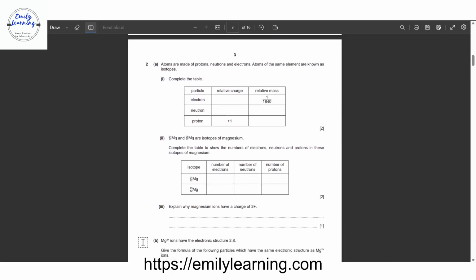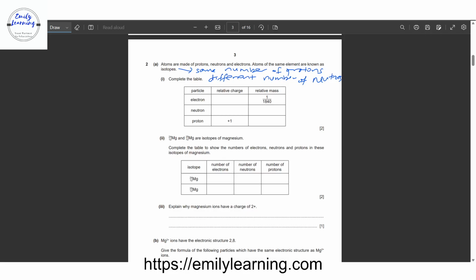Moving on to question 2, atoms are made of protons, neutrons, and electrons. Atoms of the same element with different mass are known as isotopes. So what are isotopes? Isotopes are atoms of the same element with the same number of protons but a different number of neutrons. Right, so these are isotopes.